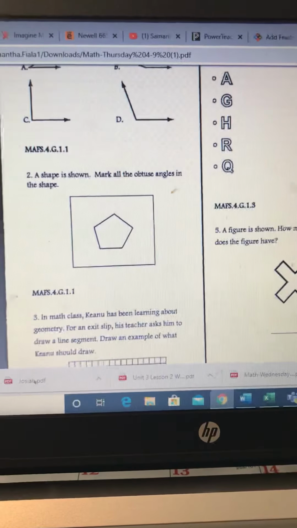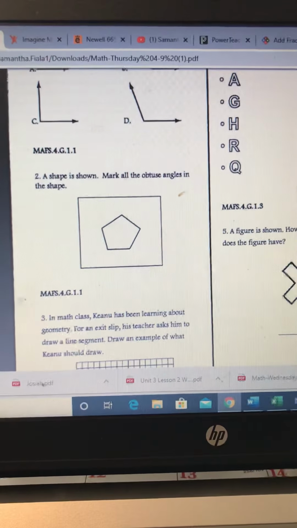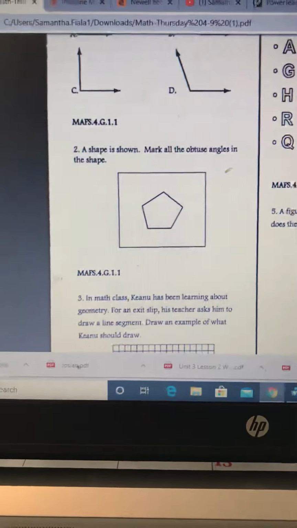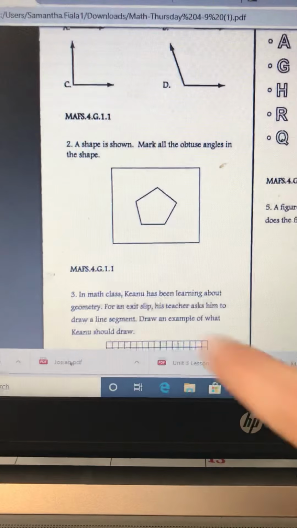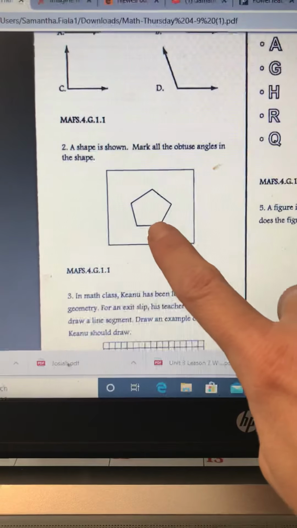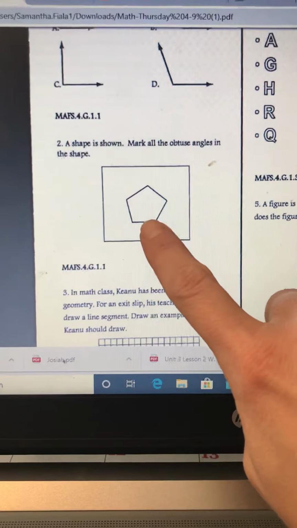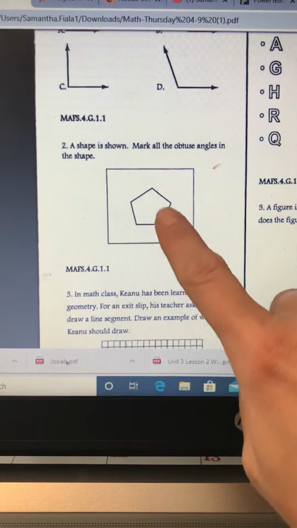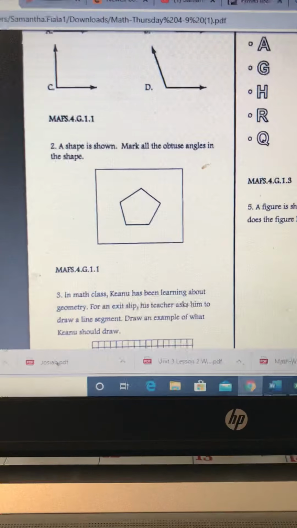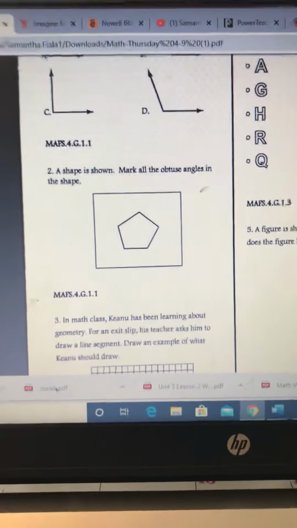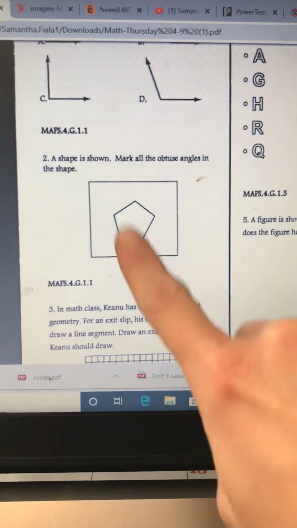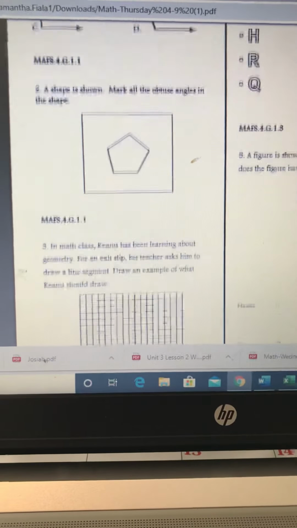This one, a shape is shown. Mark all the obtuse angles. Remember, an obtuse angle is a big angle, so it's going to open bigger than that L. Okay, so any of these that open bigger than the L shape. For example, this one right here, this angle down here, that's bigger than if I was to draw an L there. That's opening bigger, so that's an obtuse angle, okay? And you have to mark all of the obtuse angles. You can just circle the obtuse angles, if you want to, or put an X where the obtuse angles are, that's fine.